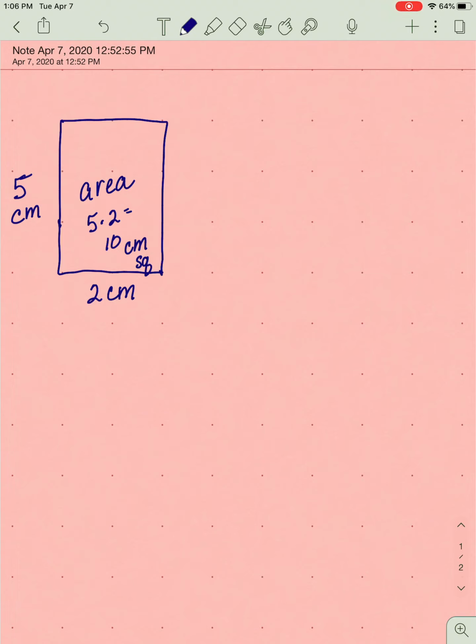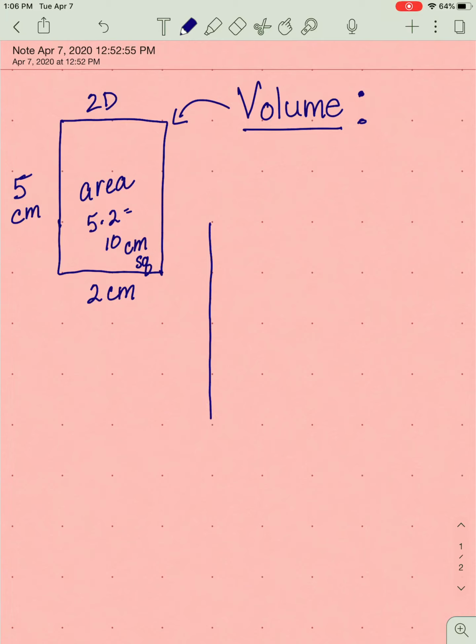What's different today, though, is when we're finding volume, notice in this shape here that I gave you, we can't fill this shape up because it's flat. So volume is measuring the amount of space that a shape can hold. So we're going to take this 2D shape, and we're going to turn it into a 3D shape, which is what volume is. Volume is 3D. So if we take that same shape, I'm just going to make it a little bit larger, but it still would represent the same thing.